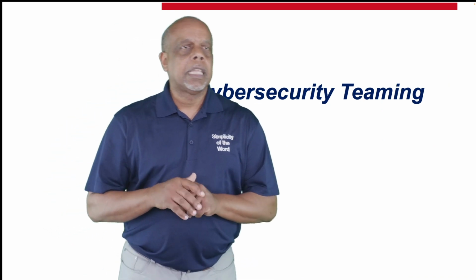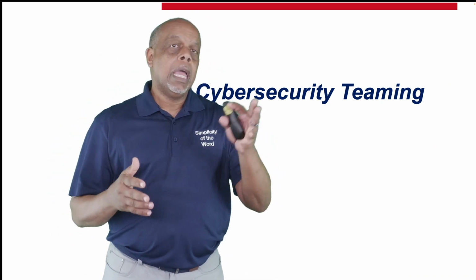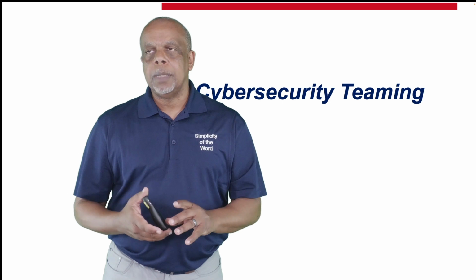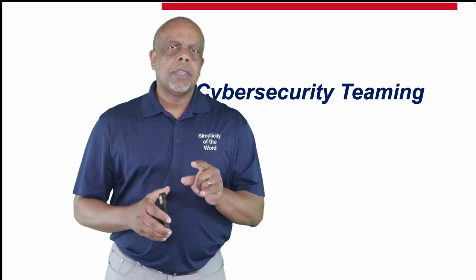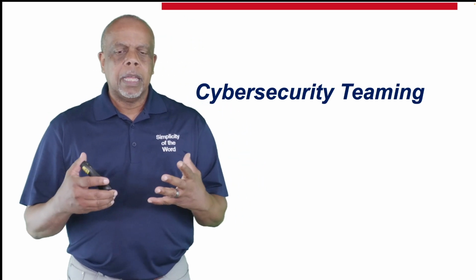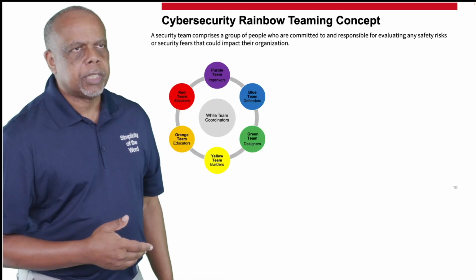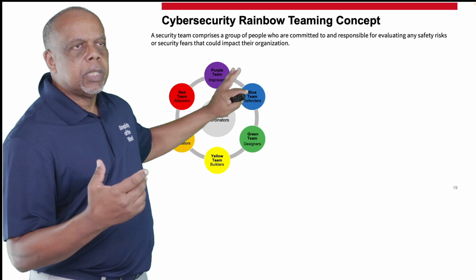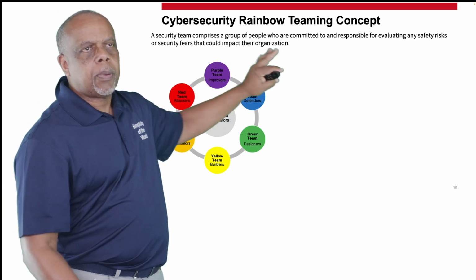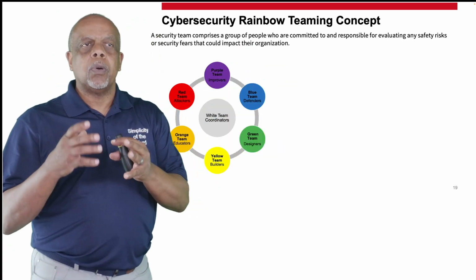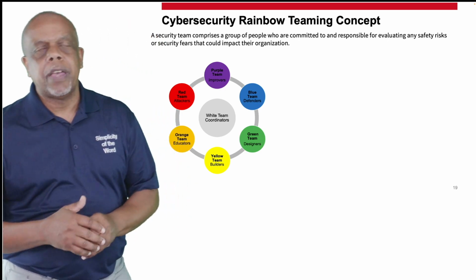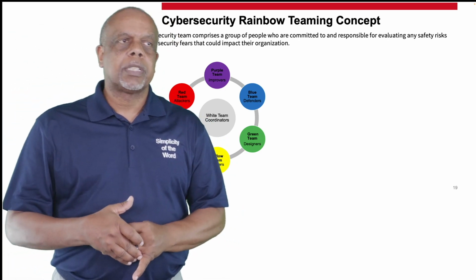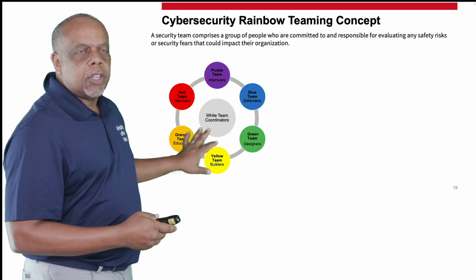All right, the last thing we're going to talk about is cybersecurity teaming. I know that in the lesson we called it purple teaming, but to really understand purple teaming, I think it's important to look at cybersecurity teaming holistically, something we call rainbow teaming. So what is a security team? A security team is comprised of a group of people who are committed to and responsible for evaluating any safety, security, risk, and concerns.